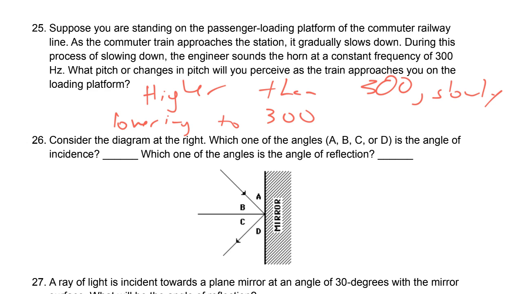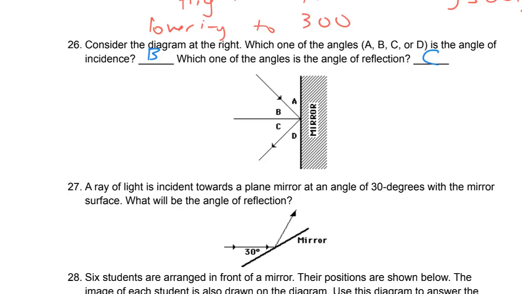All right, number 26, we're on to light. So looking at this diagram, what's the angle of incidence? We always measure off of the normal, and we've got little arrows to show us how the light came in here. So the angle of incidence is B. Angle of reflection, also measured off the normal, is going to be C.